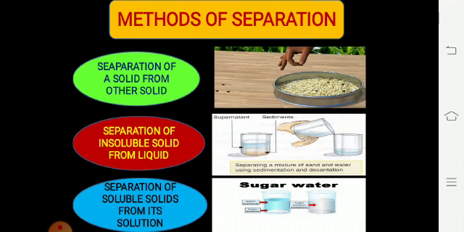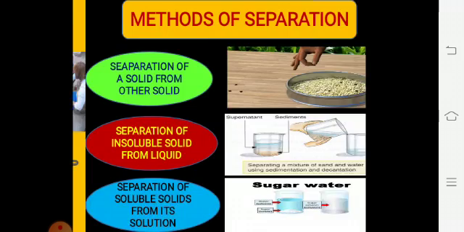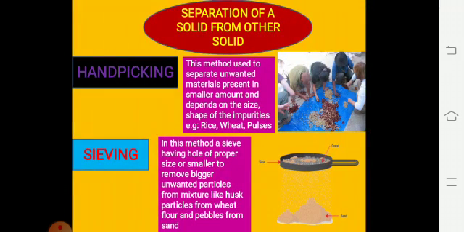Next is separation of soluble solids from their solution. The best examples are salt solution and sugar solution. We can also separate the salt from the water and the sugar from the water. So let's discuss how it can be possible. First we take separation of a solid from other solid.